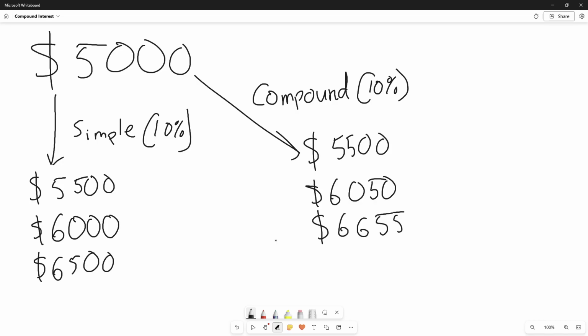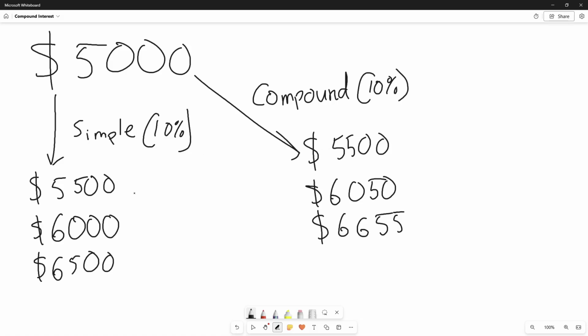But for compound interest, it recalculates the actual amount of interest that you're getting every single year, and it's still technically 10%, but for the first year, it takes 10% of your original investment, and then it adds that onto your amount. So year two, you have $5,500. But then, for the next year, it recalculates your interest by taking 10% of your new balance.